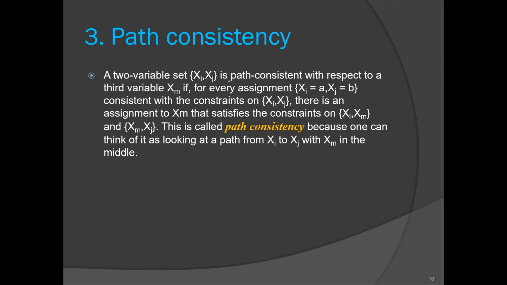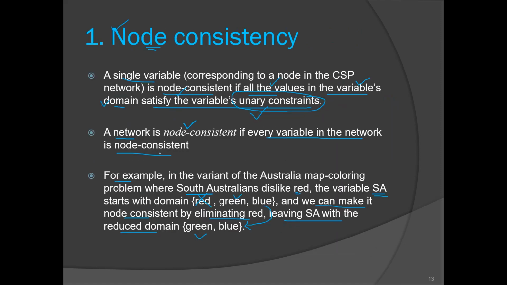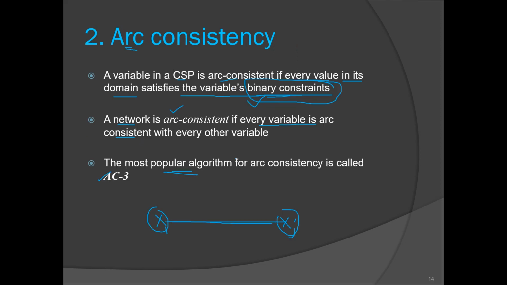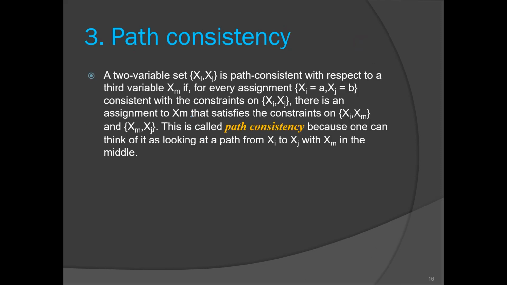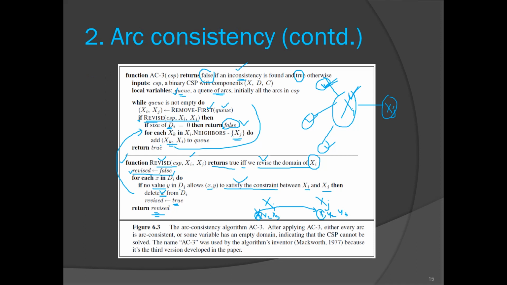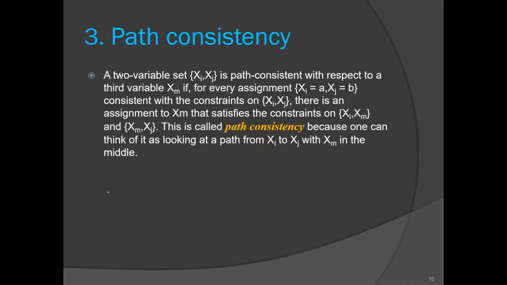Okay, next is path consistency. Now, in node consistency we considered unary constraints. In arc consistency we considered a pair of variables, that means binary constraints. In path consistency, now there is one problem with arc consistency. First we'll discuss that. Now consider a problem of map coloring.